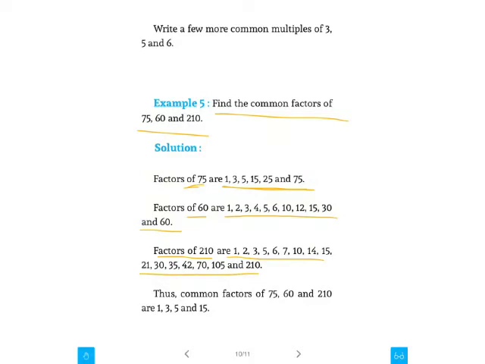Now you need to take out the common factors. So what you will do, you will take out the numbers which are common in all the 3 factor lists. Like 1, 1, 1, you will see 1, then 3 is in all of them. You will say 3 also, similarly 5 and 15 also. So these are the common factors of the numbers 75, 60 and 210.